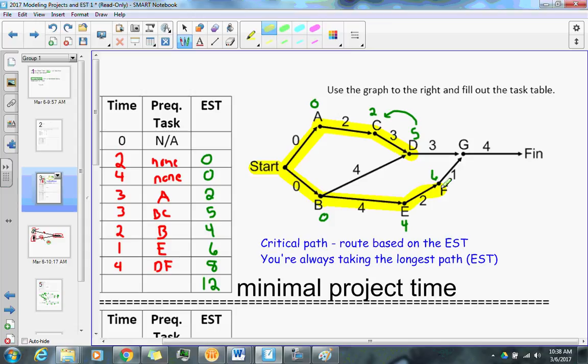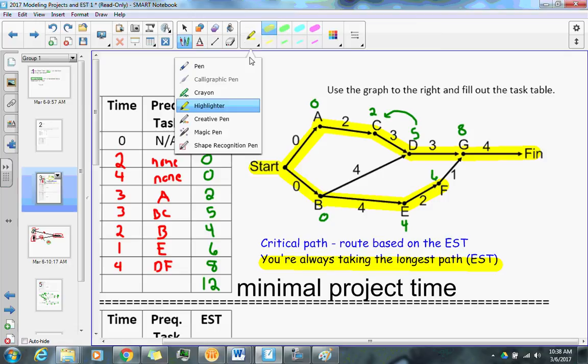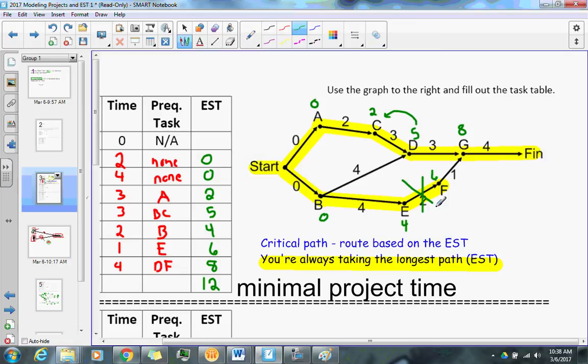This is a potential path here, but notice what we have is G. D to G would be a total of 8. F to G will be a total of 7. So 8 is greater than 7, and you know as well as I do, take your longest one. That's 8. Based off of you're always taking the path of the longest EST, this is the path of longest EST, which then from here, you're finished. This other path got terminated because it was obviously not the longest path.